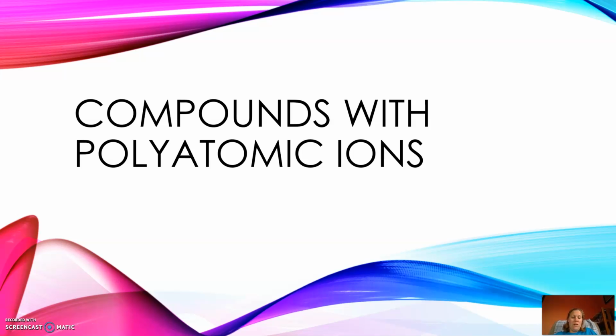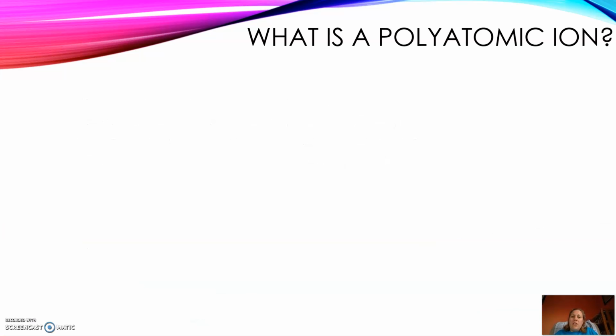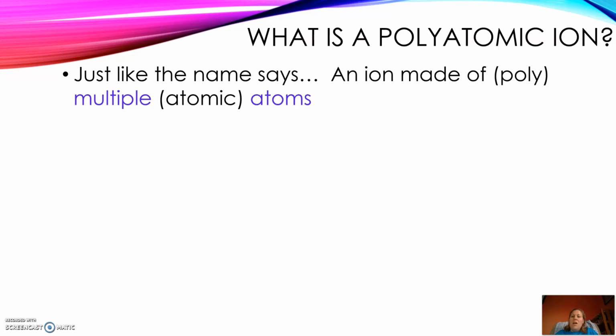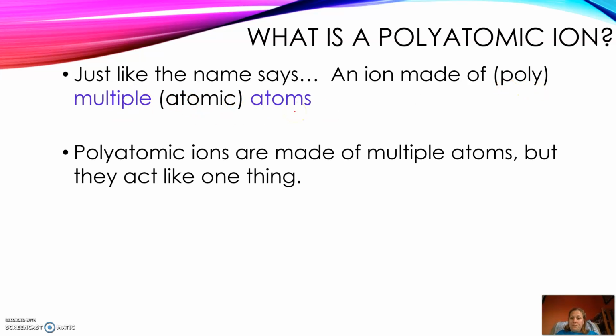Hey guys, today we're going to do how to name and write compounds with polyatomic ions. First off, what is a polyatomic ion? Exactly like the name says, it is an ion made of multiple ions, hence polyatomic, multiple atoms. Polyatomic ions are made of multiple atoms, but they act like one thing.